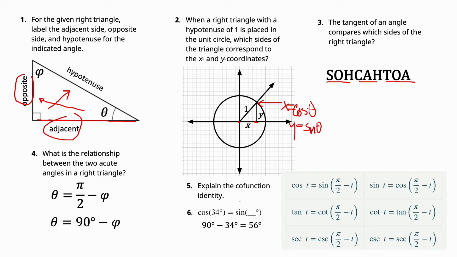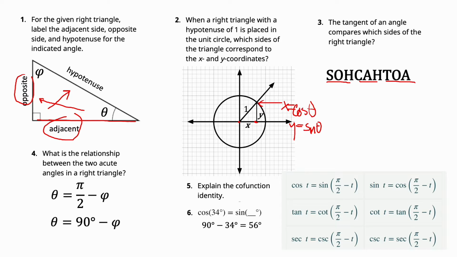Explain the cofunction. Well, this is where the phi comes into play, right? The cofunction says that the sine of theta, which for example would be opposite over hypotenuse, has this opposite side being the adjacent side of phi, so that would make it the cosine of phi, and vice versa. If the cosine is the adjacent over hypotenuse, that would be the opposite.